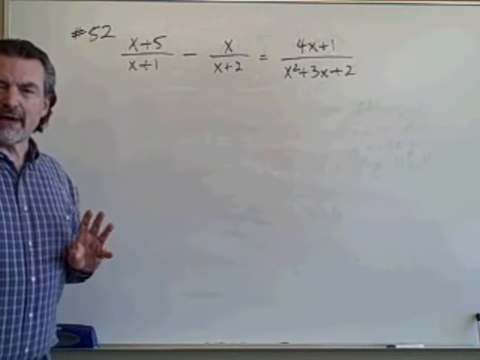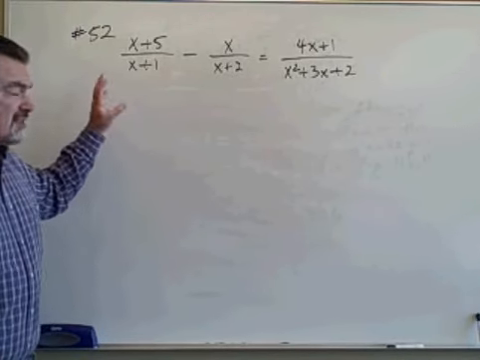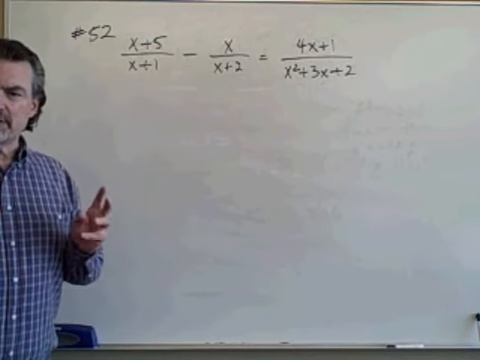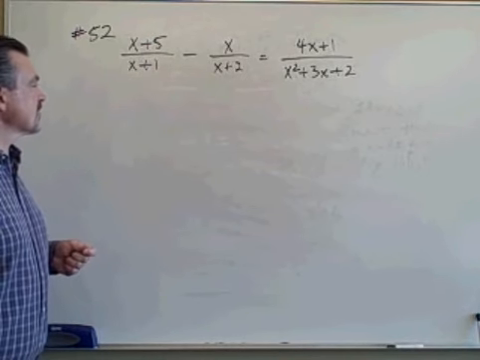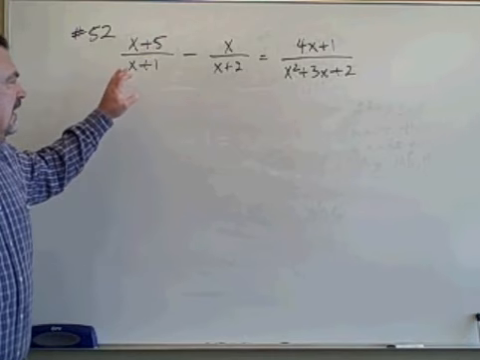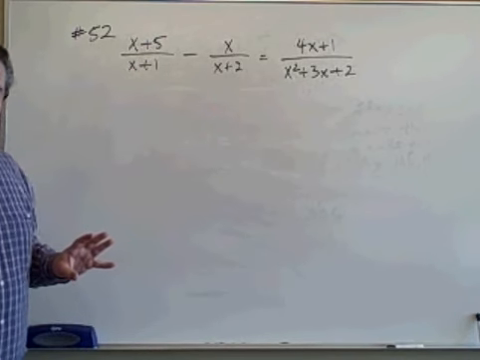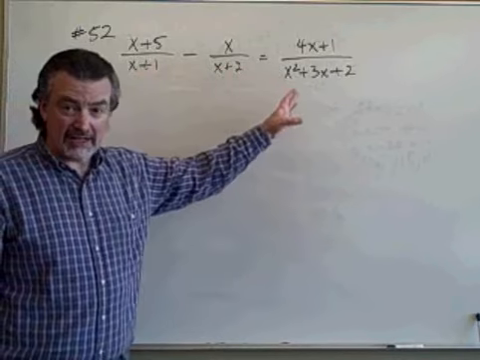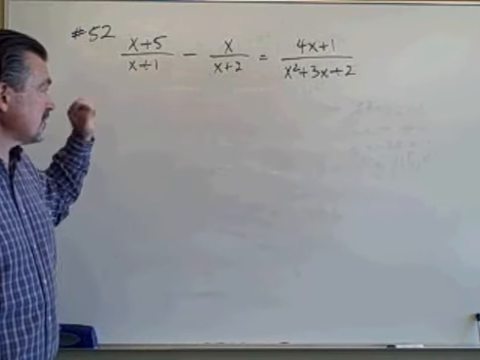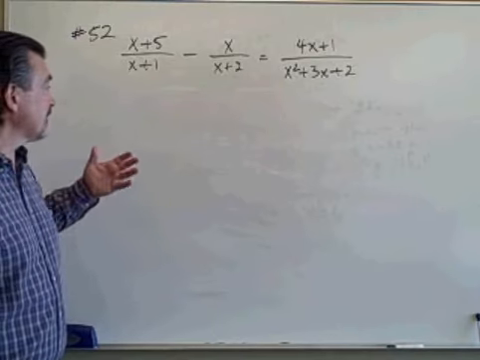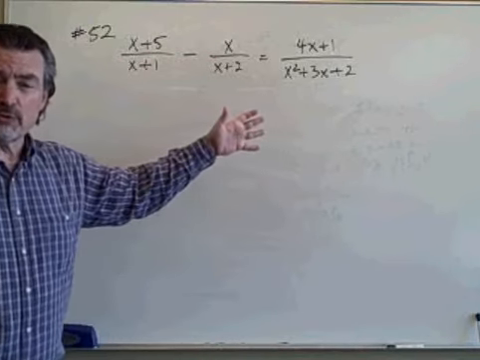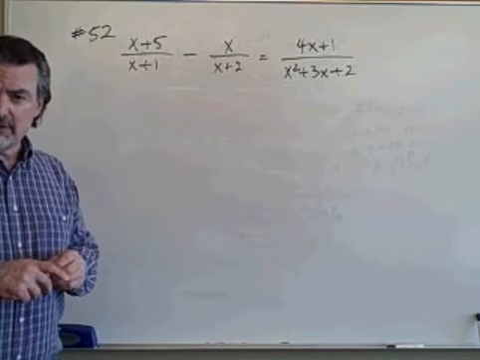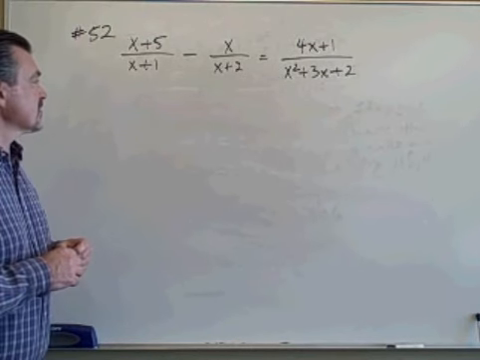Let's look at solving this rational equation. This is problem 52 from the Chapter 6 review section. In order to find the right multiplier, because I can't cross multiply here because this is not a proportion, I'll have to find the correct multiplier that when I multiply through, it will cancel all of the denominators that we have in our fractions.